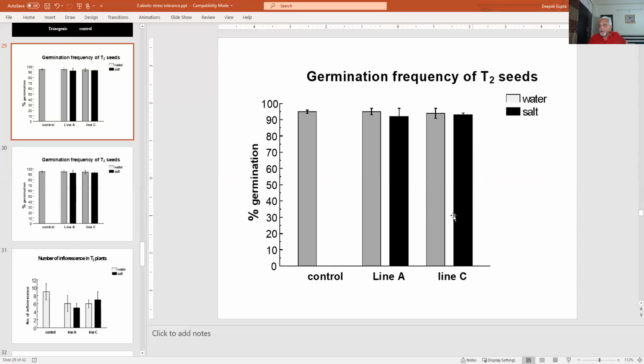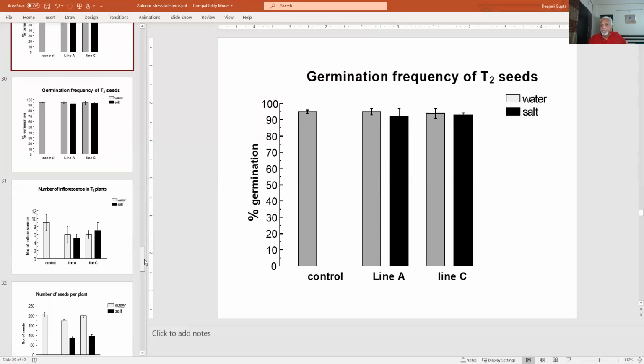But when you see the seeds from transgenic plants under normal conditions and also under stress conditions, the seed germination was almost the same in both the lines A and C, indicating that the transgene expression is protecting the seeds against the stresses, and the germination process goes on.